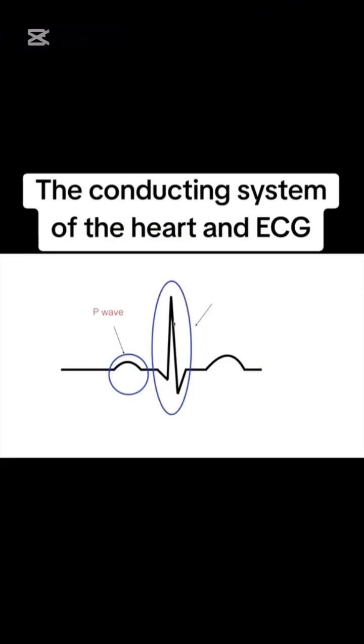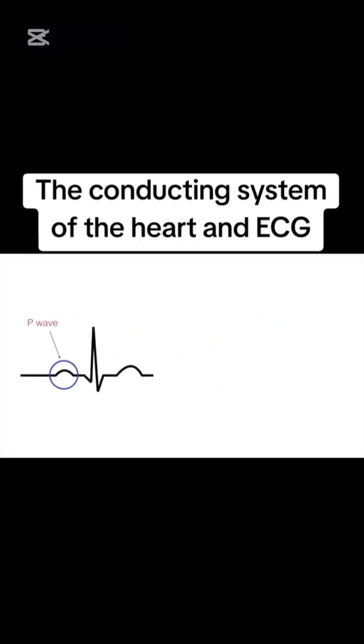So now, let us talk about EKG. It has different parts. We will start with this small bump right here called the P wave, followed by this tall structure right here called the QRS complex, and lastly, the last bump after the QRS complex would be the T wave. Let us discuss them one by one.